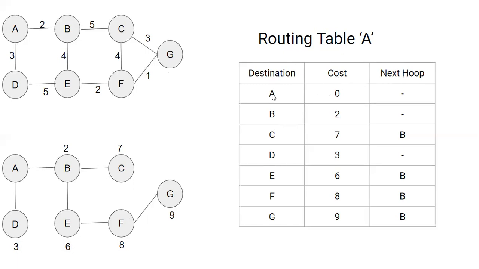So A to A, did it travel from A to A? No, so it is 0. So there will be no next hop. Now A to B, A to B is how much? 2. So I have written here 2. Is there any mediator between A and B? Nothing, so there is no next hop.